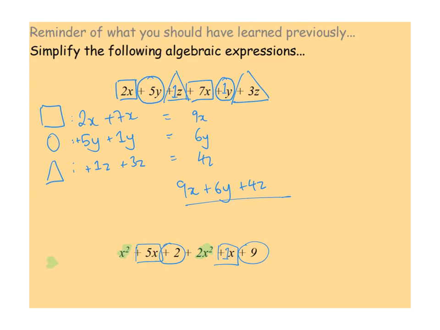There's going to be the highlighted parts, the rectangles, and the circles. The highlighted parts are 1x squared, add 2x squared, which is 3x squared. The rectangles are positive 5x, add 1x, which is 6x. And the circles are positive 2, add 9, which is positive 11. And so my answer would be 3x squared, add 6x, add 11. But let's do that more slowly in a few examples.